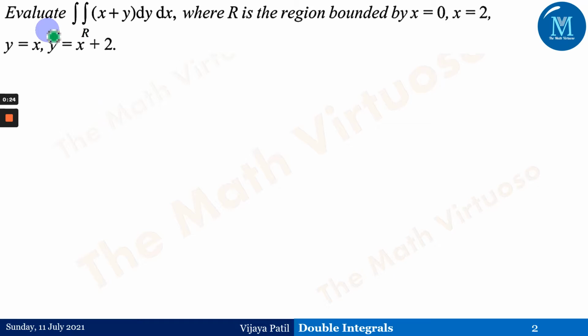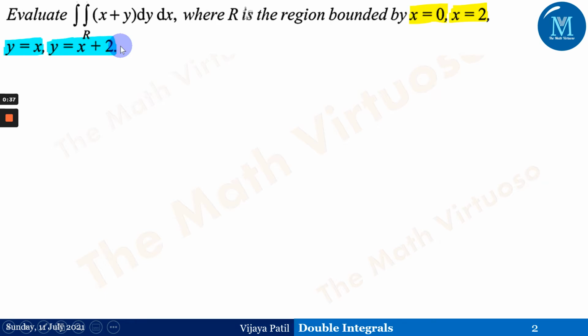So the first one: evaluate the double integral of (x plus y) dy dx, where R is the region bounded by x equals 0, x equals 2, y equals x, and y equals x plus 2. That means in this particular example we'll be dealing with x equals 0 and x equals 2 as two curves, and y equals x and y equals x plus 2 as the other two curves. So four different curves we'll be dealing with.